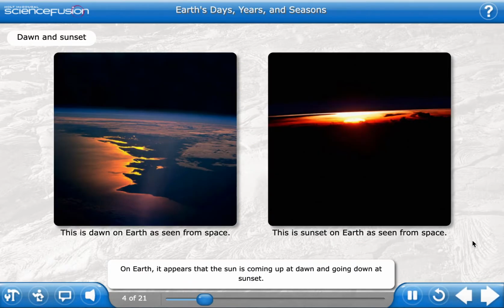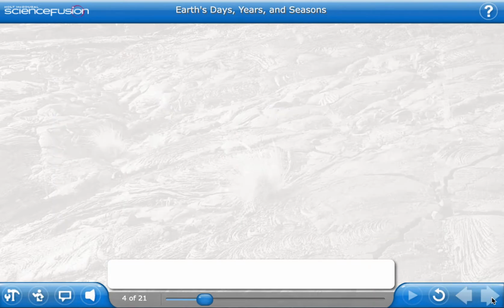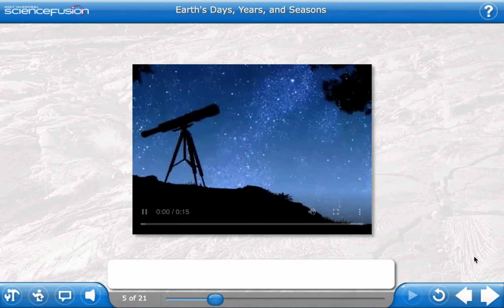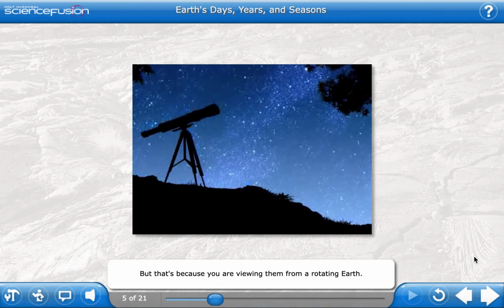On Earth, it appears that the sun is coming up at dawn and going down at sunset. But what is really happening? As Earth rotates, the area on Earth that is moving into sunlight experiences dawn. The area on Earth that is moving out of sunlight experiences sunset. Look at the pictures to see what dawn and sunset look like from space. At night, the stars seem to trace a big circle in the sky. But that's because you are viewing them from a rotating Earth.